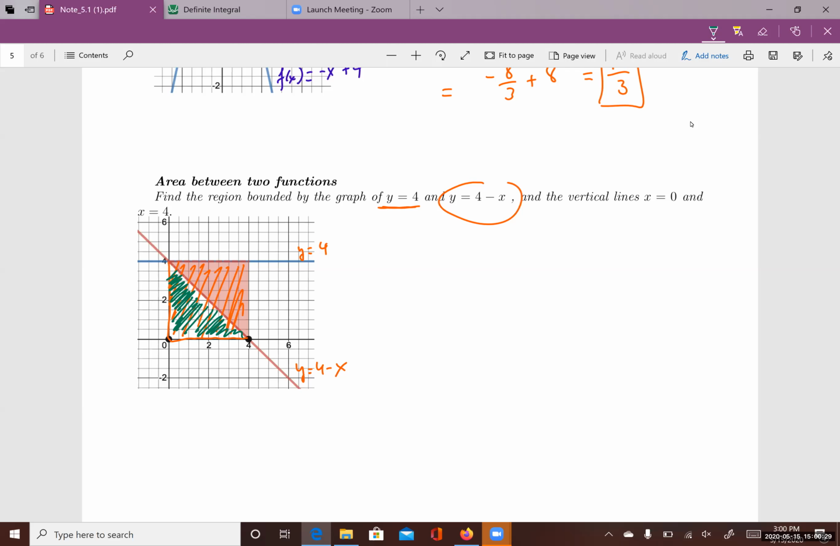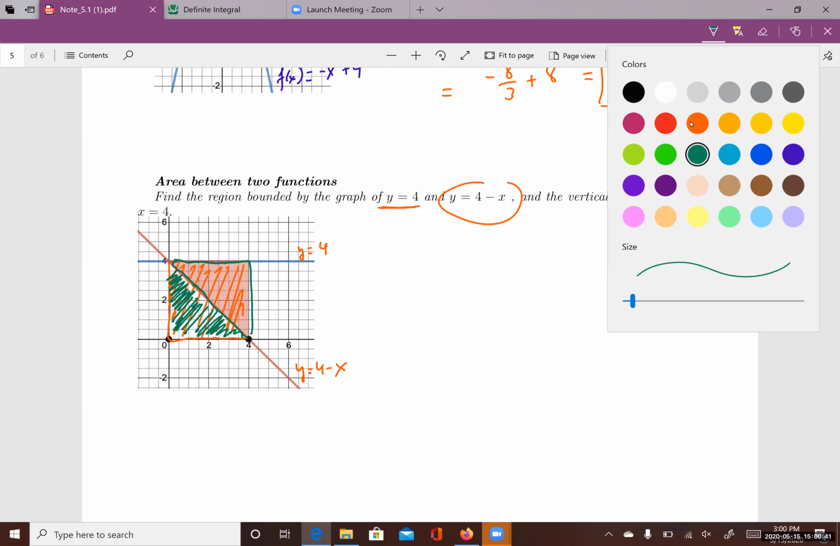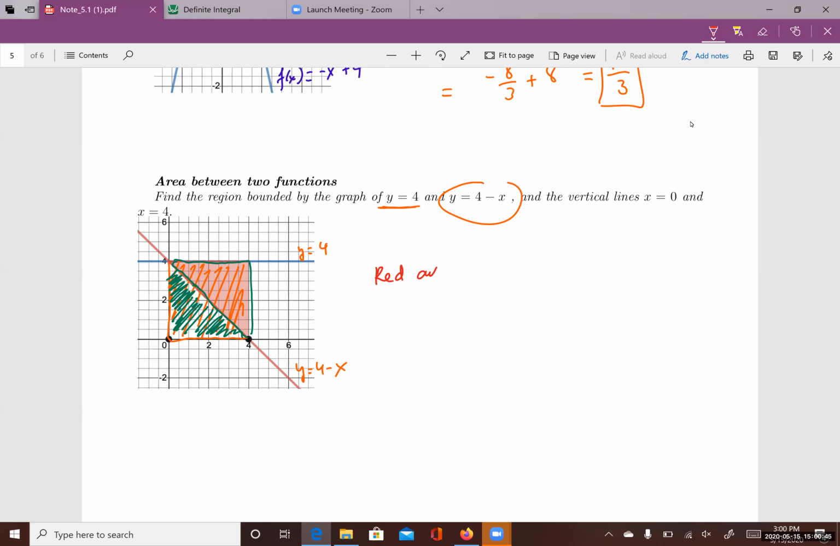So the red area here is the same as the area under the curve y equals 4, which is the integral of 4 from 0 to 4 dx, minus the green area. And the green area is the area under the curve y equals 4 minus x dx from 0 to 4.